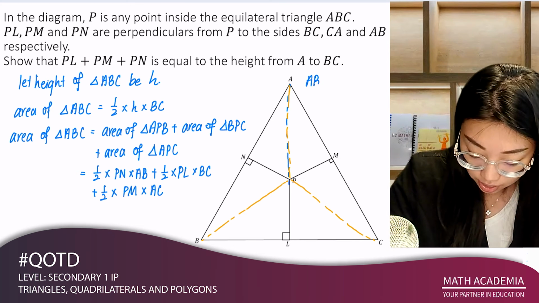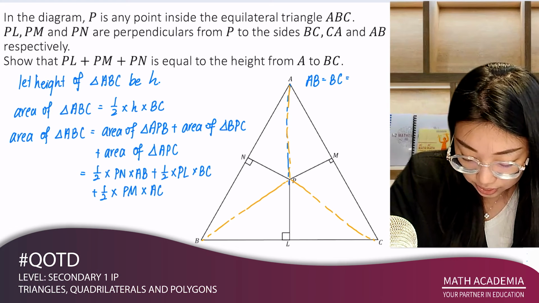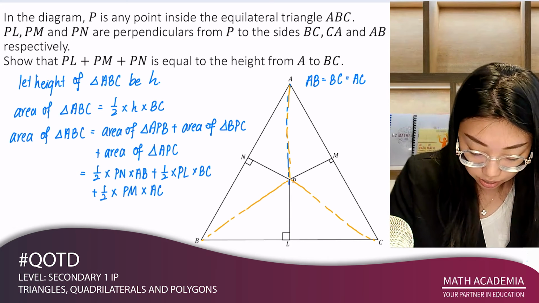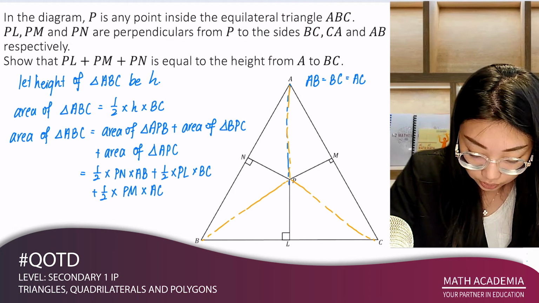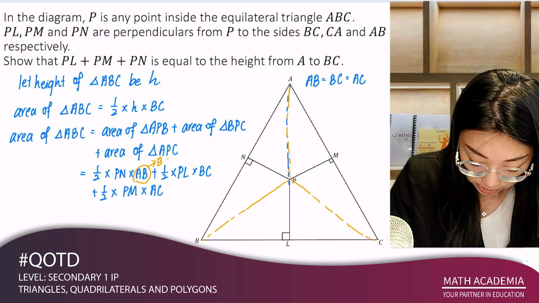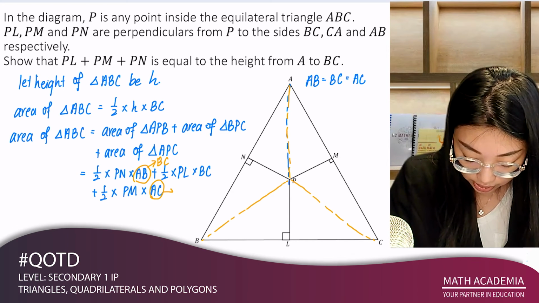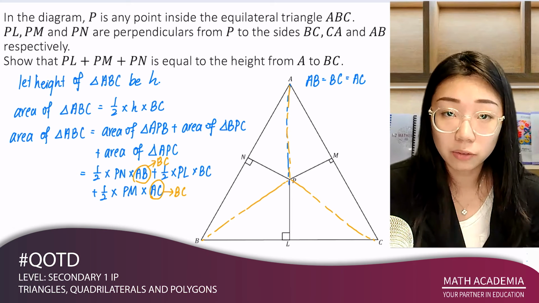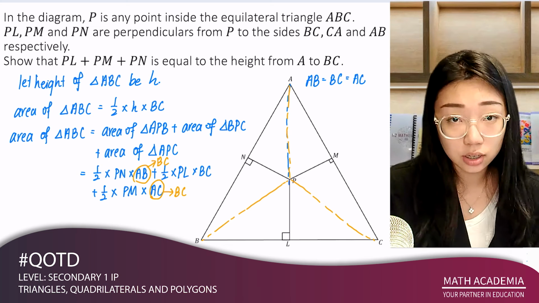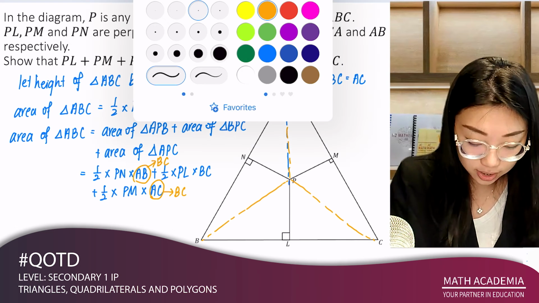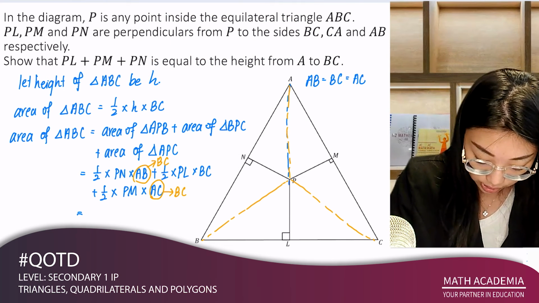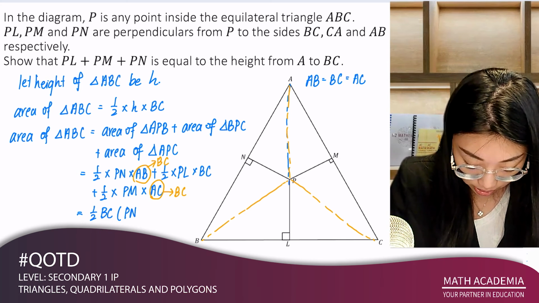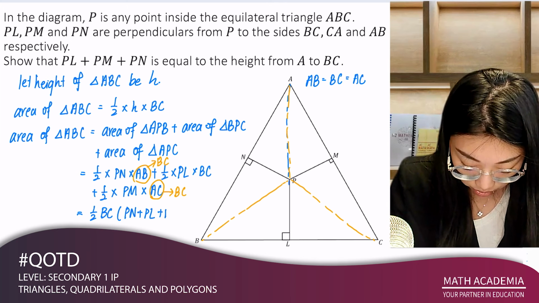Alright, the next information given in the question is that triangle ABC is an equilateral triangle. So this means AB equals BC equals AC. So I can replace AB with BC, and I can replace AC with BC. Okay, for my 3 terms, I have a common factor of half and BC. So let me factorize out these common factors. This would simplify into half times BC multiplied by PN plus PL plus PM.